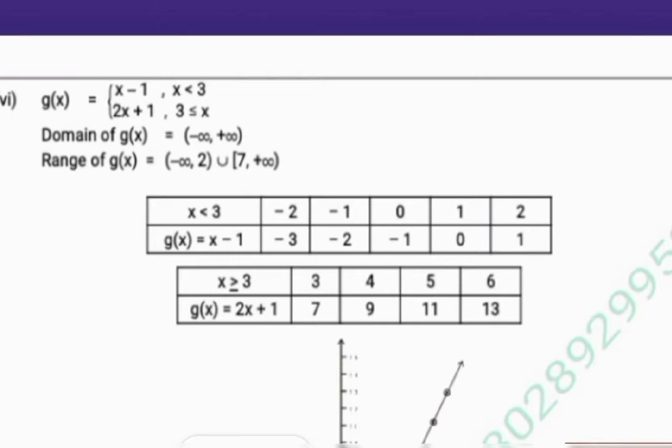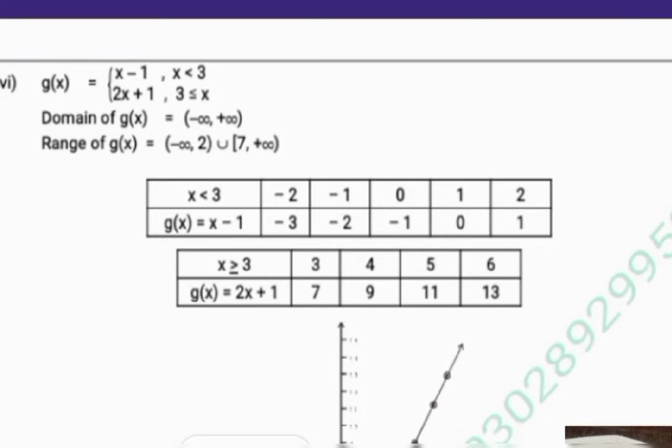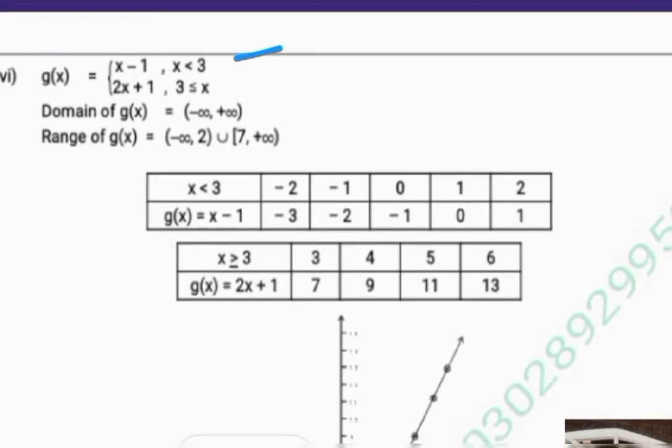As I've told in the last part, the values which we have to put in this function are less than 3, because it is mentioned that we have to put the values of x less than 3. The domain is given, so we have to follow this. If there is no domain written, we can put any values, but if there is a domain, we have to follow it.